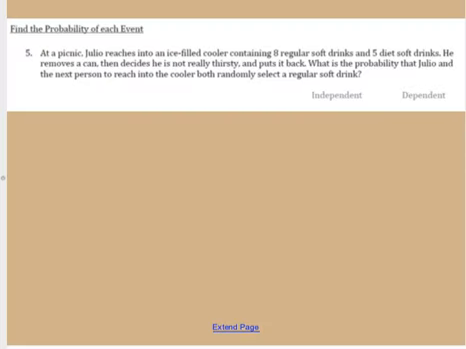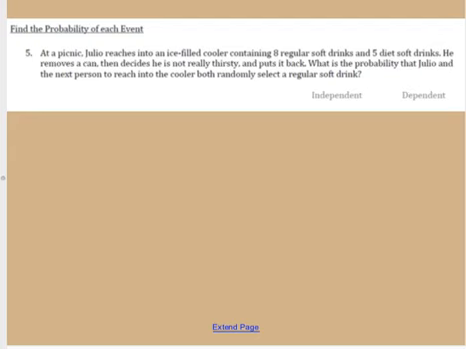All right, so now we're going to flip over, and you're going to start doing 5, and we're going to do some answers to this thing. So now in number 5, it says, at a picnic, Julio reaches an ice-filled cooler containing 8 regular soft drinks and 5 diet. He removes a can, then decides he's really not thirsty and puts it back. What is the probability that Julio and the next person to reach into the cooler both randomly select a regular soft drink?